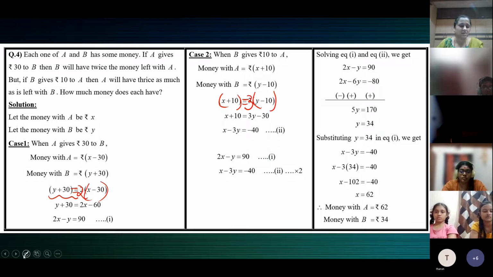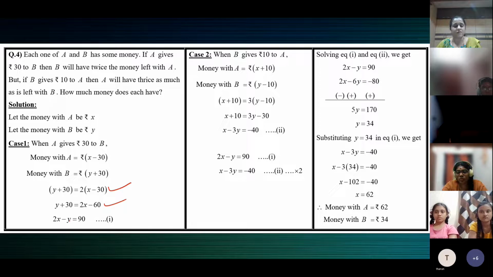Then, you know how to simplify further. Have x and y on one side, the number or the constant on the other side. Equation 1, equation 2. Solve the two equations and find the values of x and y. Take a picture, children.